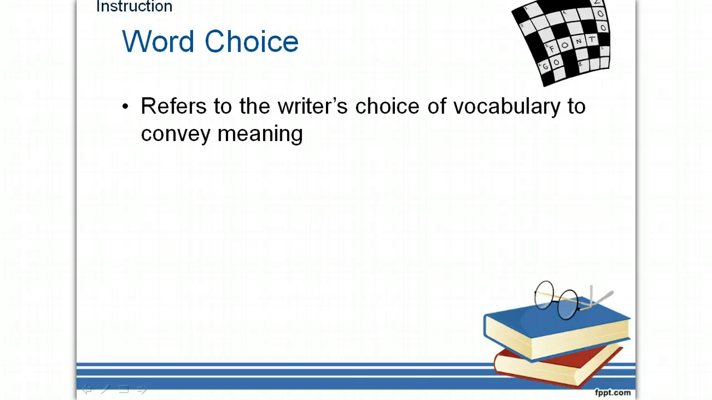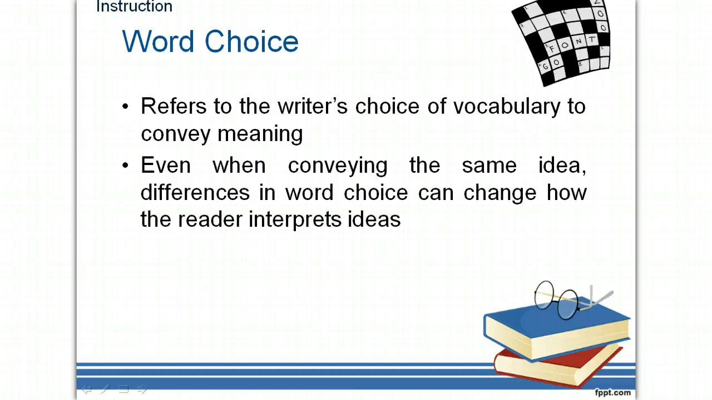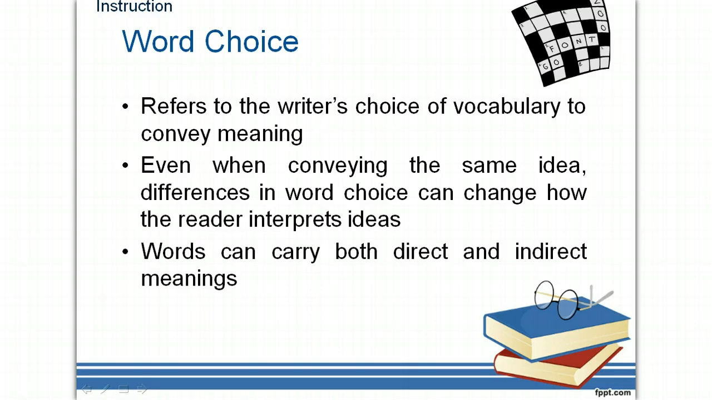Word choice refers to the writer's choice of words to convey meaning to the reader. An idea can be worded in different ways to make different sentences. Even when it's the same idea, differences in word choice can change how the reader interprets ideas, because words can carry both direct and indirect meanings.